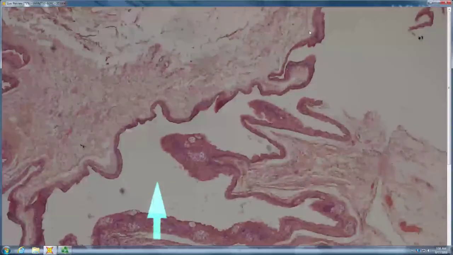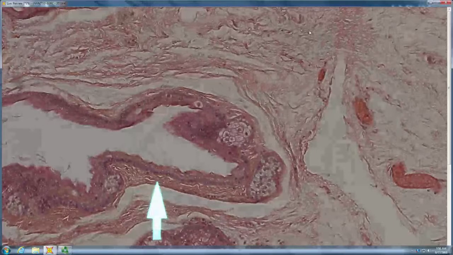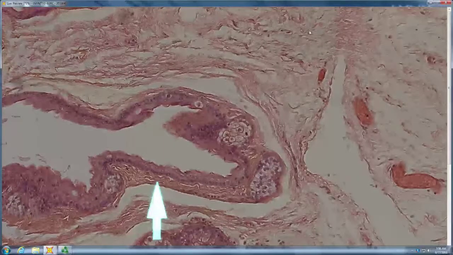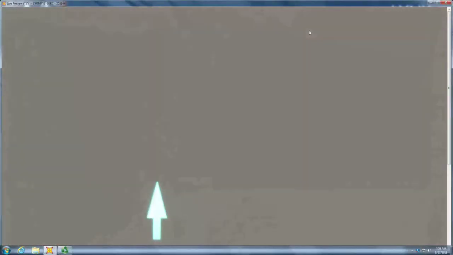Structure. Slightly cortical. Connected with sebaceous gland. Steatocystoma. Steatocystoma, well done. That was easy.